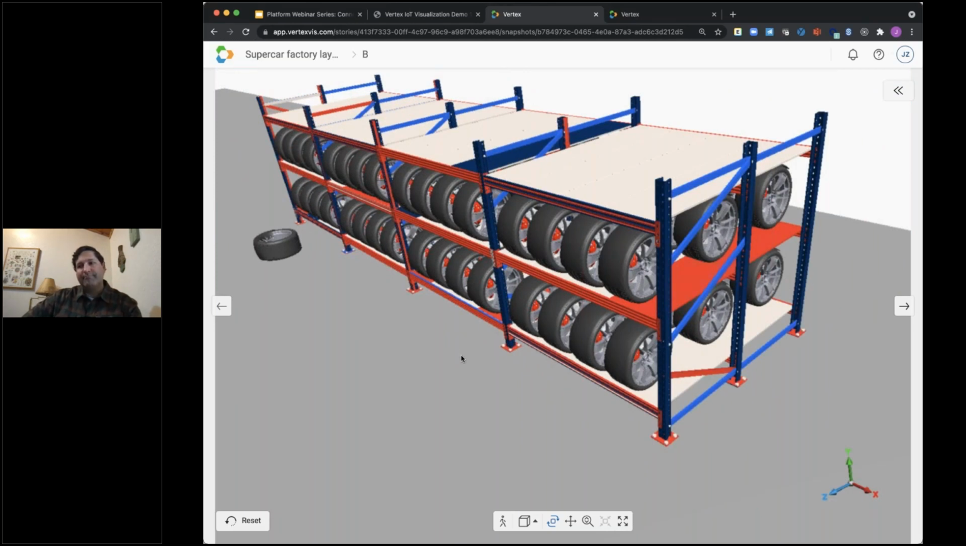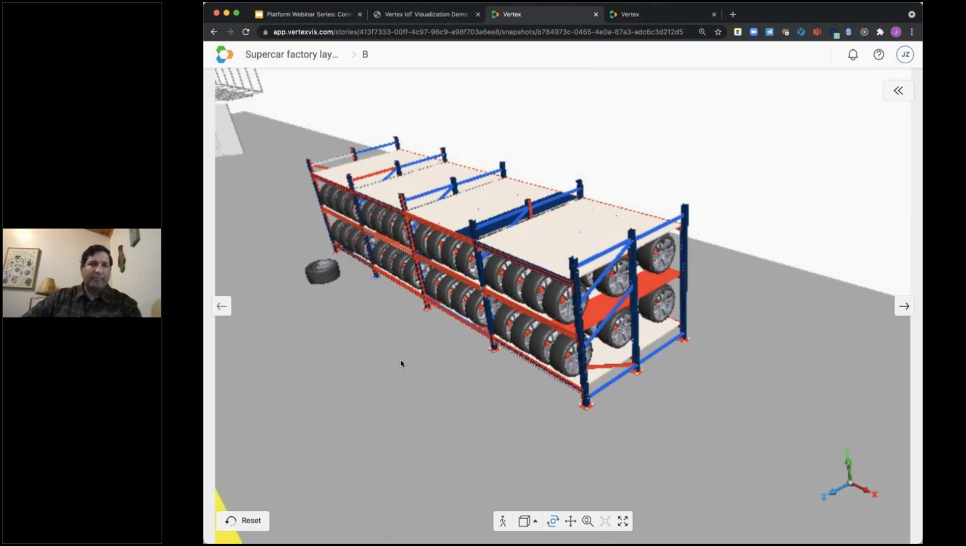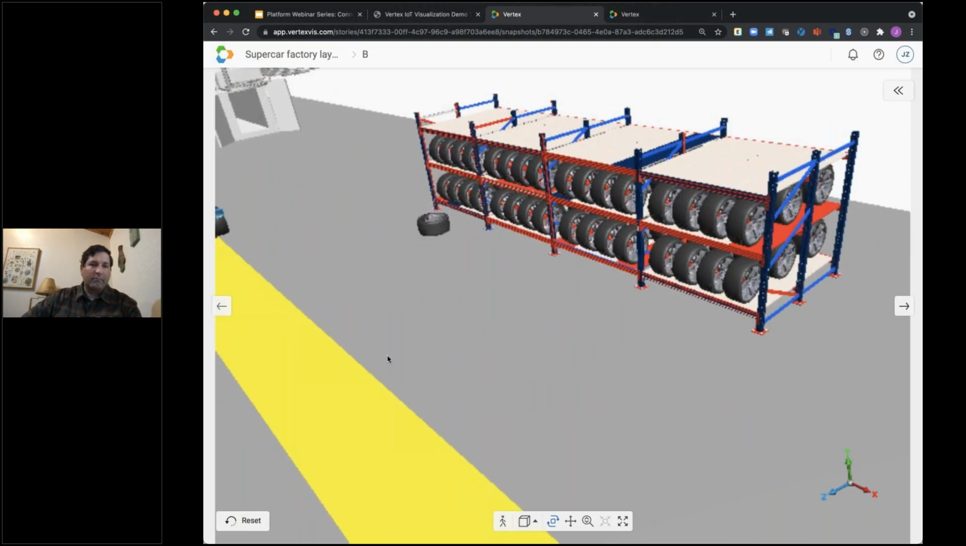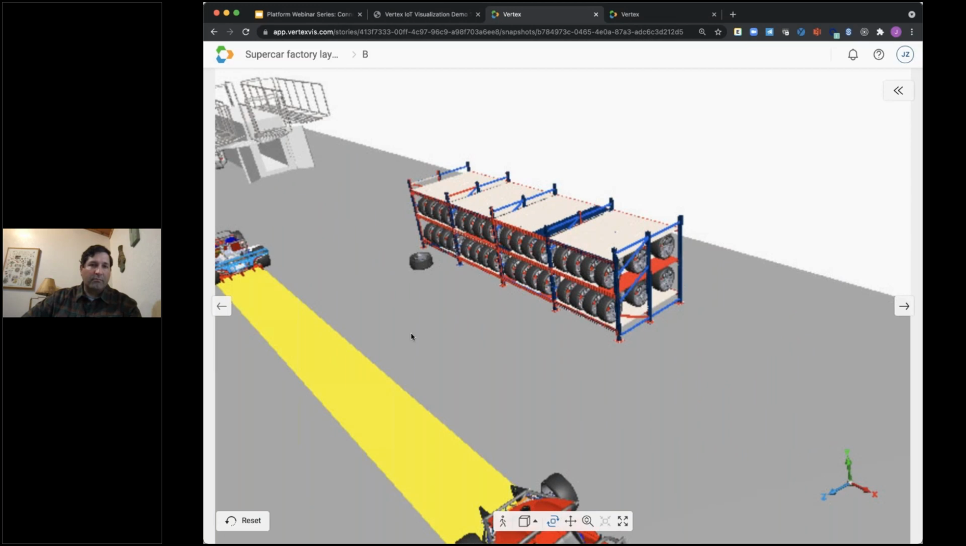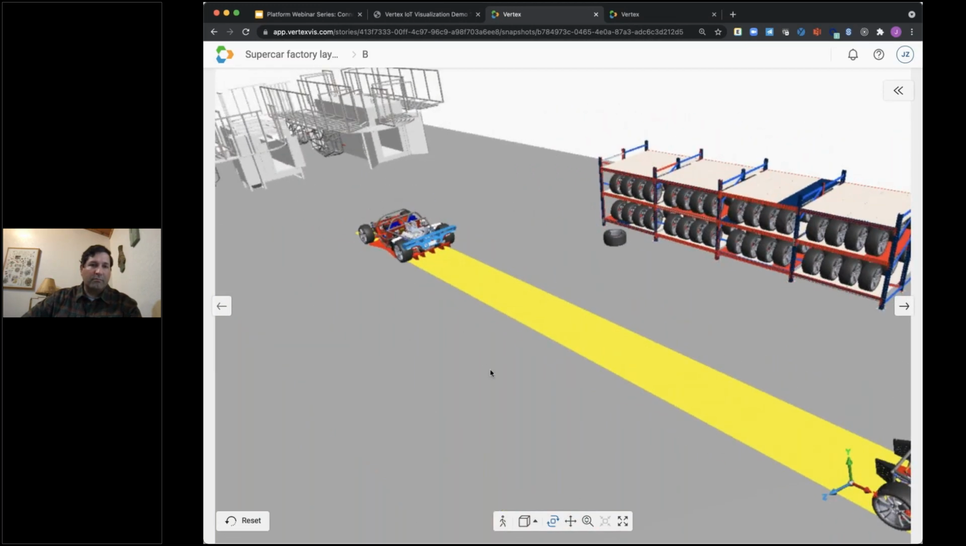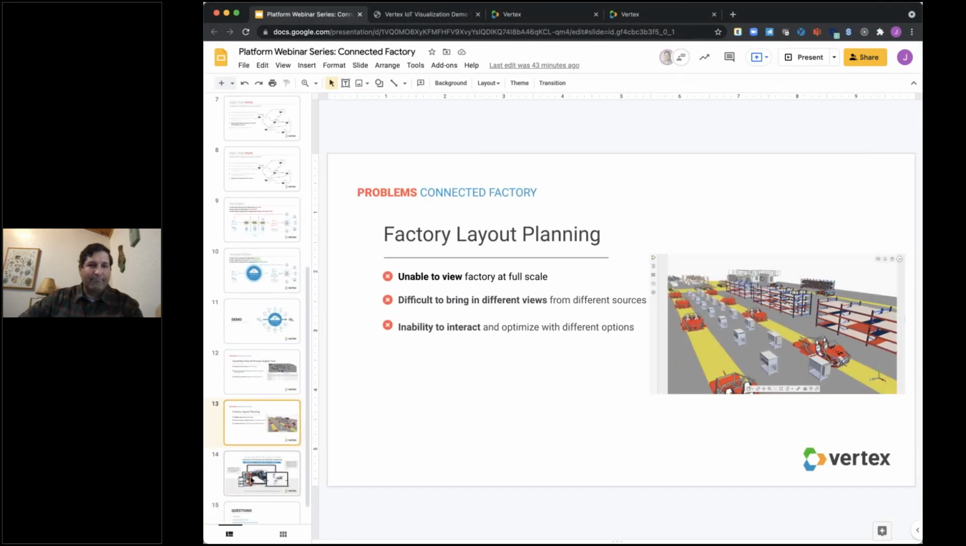And so that's really the whole point, is that Vertex solves the problem of aligning 3D visuals, no matter how complex, no matter how big, no matter from how many different sources, and it allows you to generate an experience that helps you do your job. All right, let's go back.